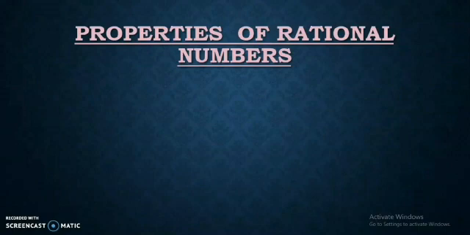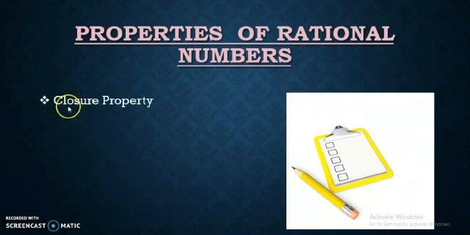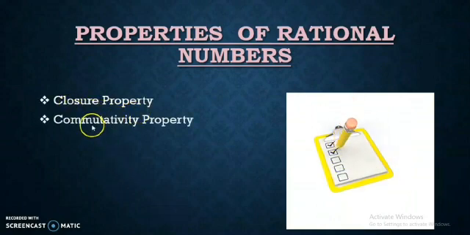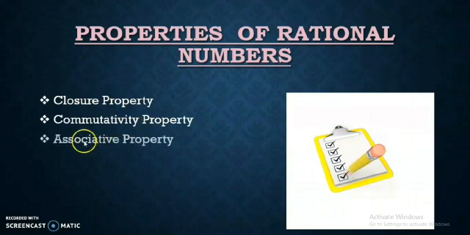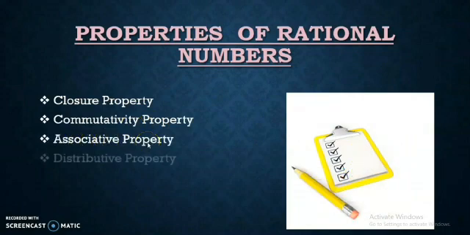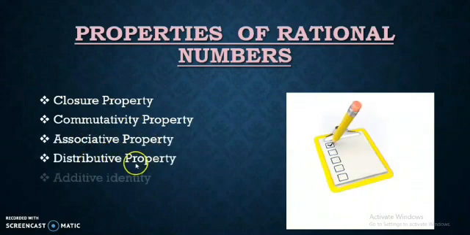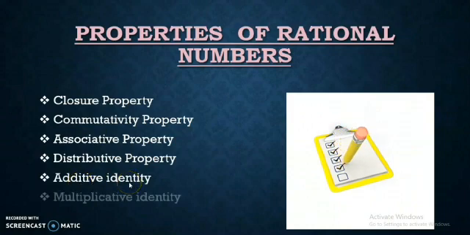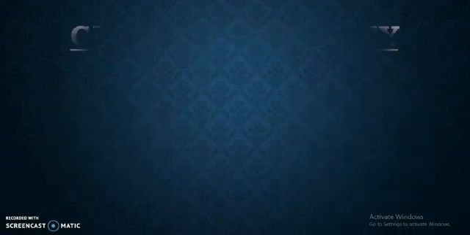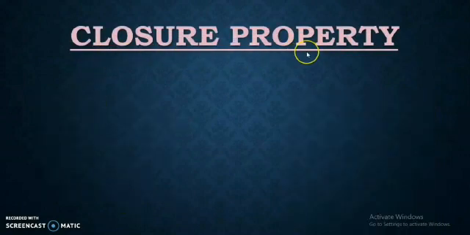properties of rational numbers. The major properties of rational numbers are closure property, commutative property, associative property, distributive property, additive identity, and multiplicative identity. Let's discuss them one by one. So our first property is closure property.